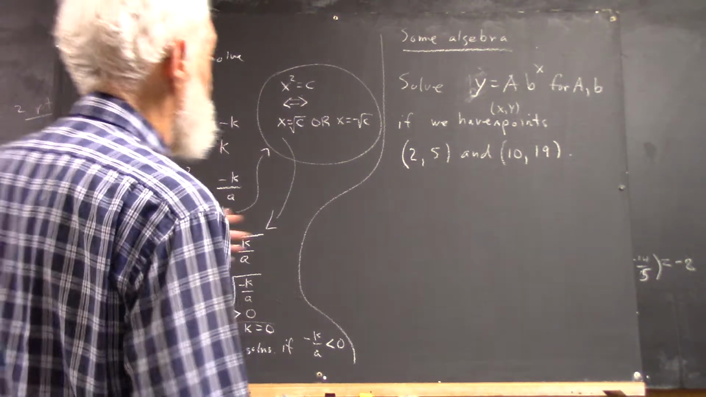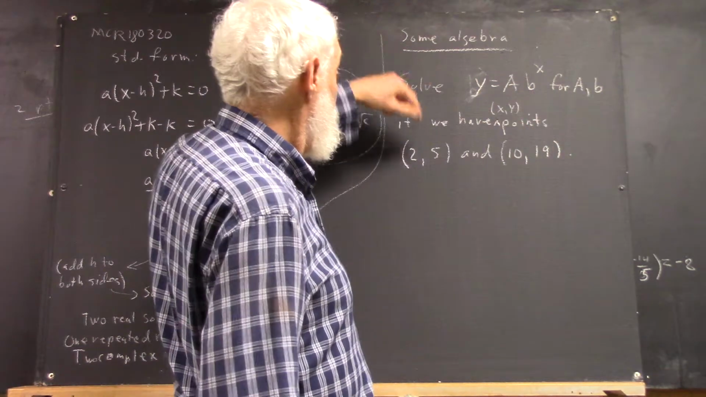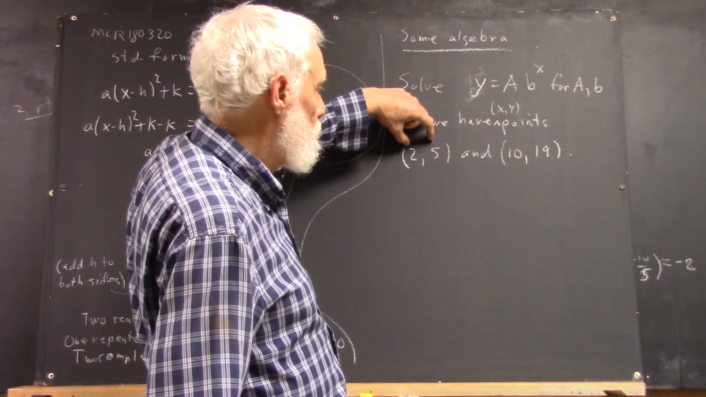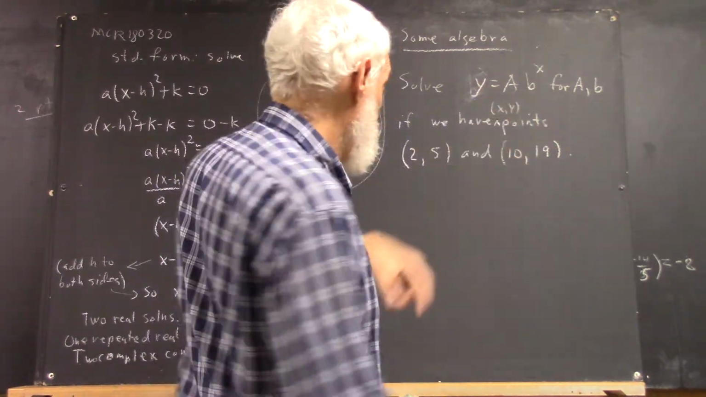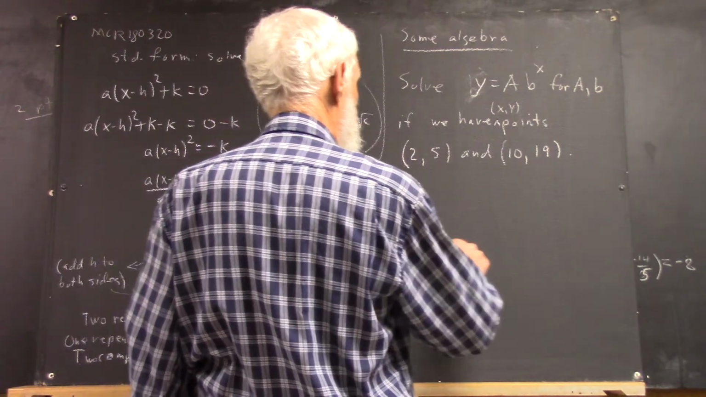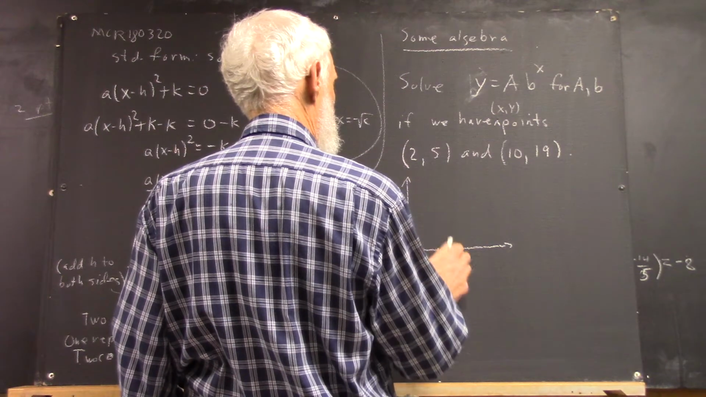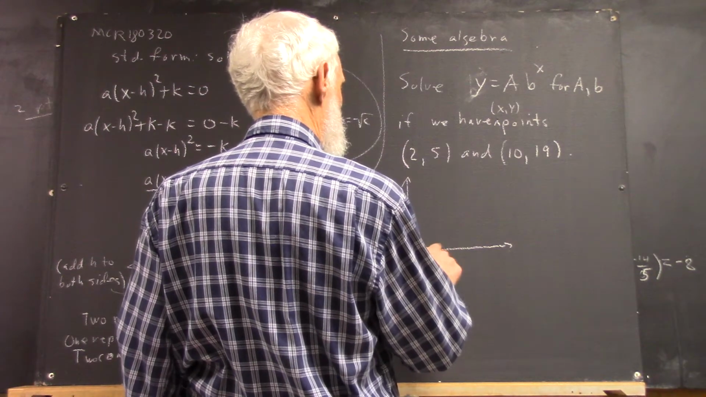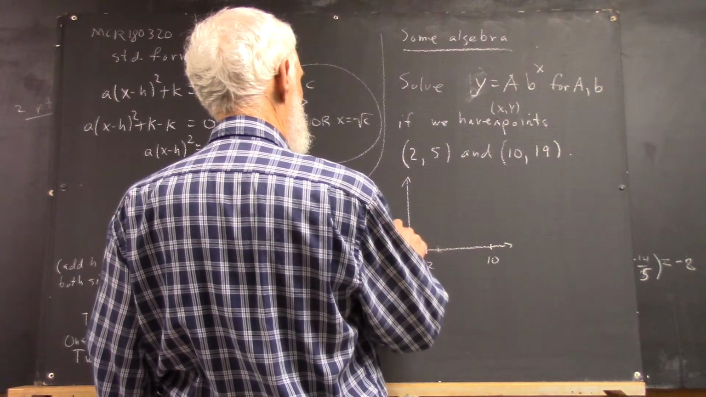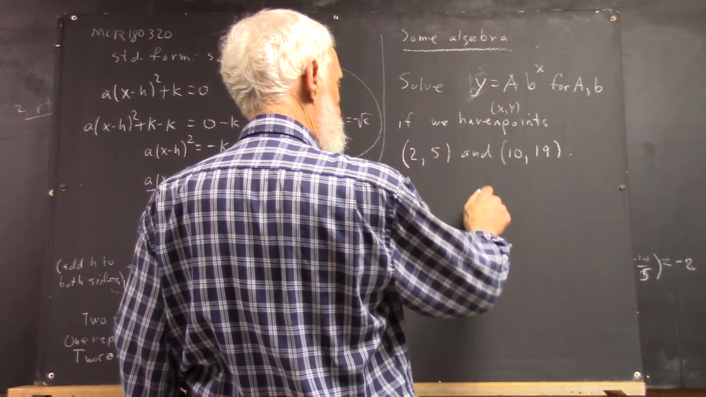Okay? So, we want to solve this for A and B. If we know that x, y is (2, 5) at one point and (10, 19) at another, this means that we want to find a function like this. Let me put 2 a little closer to the origin if we're going to have 10. So here's 2 and here's 10, and here's 5 and here's 19. So we have these 2 points.